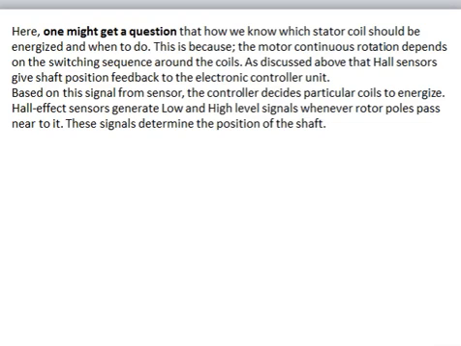Here, one might get a question: how do we know which stator coil should be energized and when? This is because the motor's continuous rotation depends on the switching sequence around the coils. As discussed above, Hall sensors give shaft position feedback to the electronic controller unit. Based on this signal from the sensor, the controller decides which particular coils to energize. Hall effect sensors generate low and high-level signals whenever rotor poles pass near to it. These signals determine the position of the shaft.